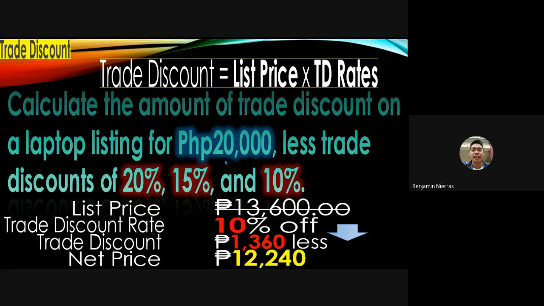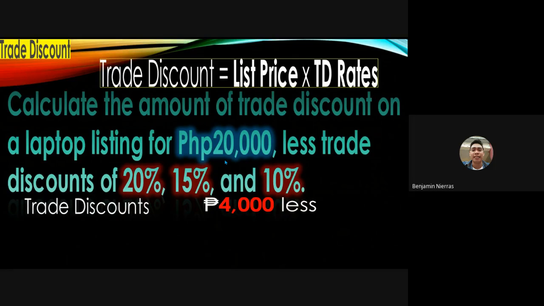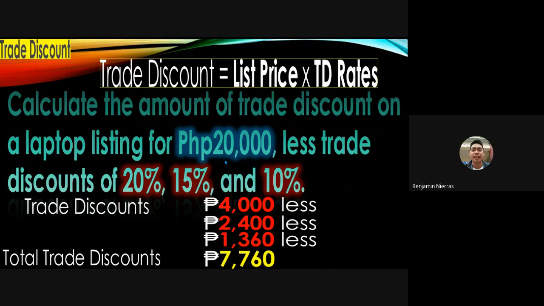But the problem is to calculate the amount of the trade discount. Meaning, we are looking for the amount deducted, not the net price. By following the formula, we have trade discounts of 4,000, 2,400, and 1,360. By adding these three, we have 7,760, the total trade discount, the amount deducted. So what you will pay is 12,240.